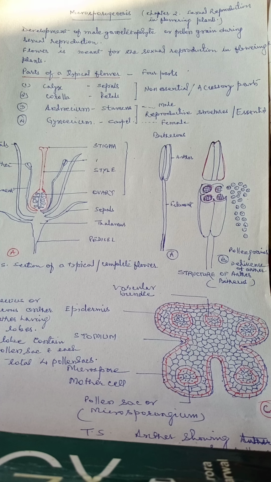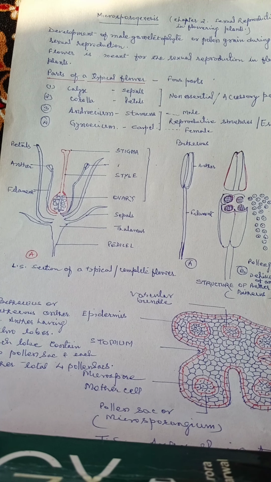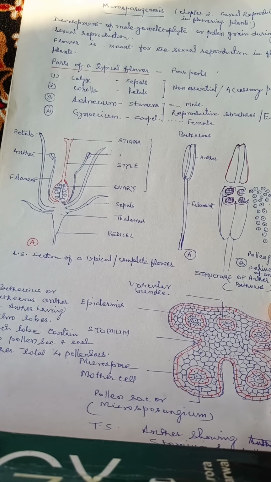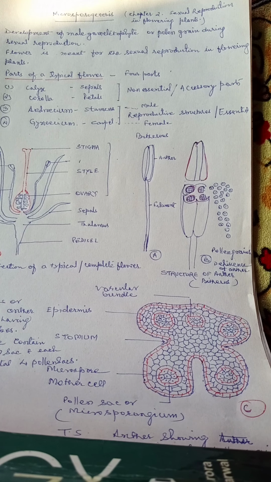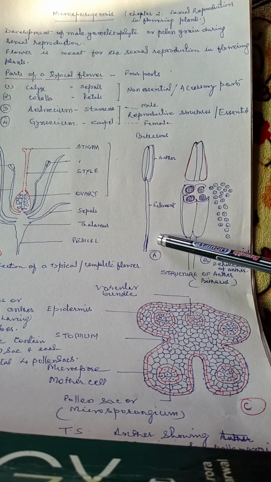Students, here you can see the vertical section of flower showing all the floral parts, that is style, stigma, ovary, three parts of pistil, sepal, petals and thalamus. The microsporogenesis or formation of pollen grain or male gametophyte takes place in anther part of the stamen. A stamen is male reproductive structure. It comprises two parts, the upper one anther and the lower one filament.